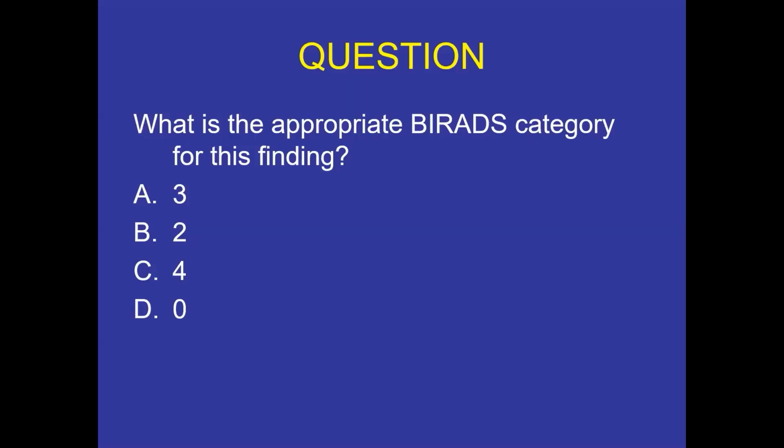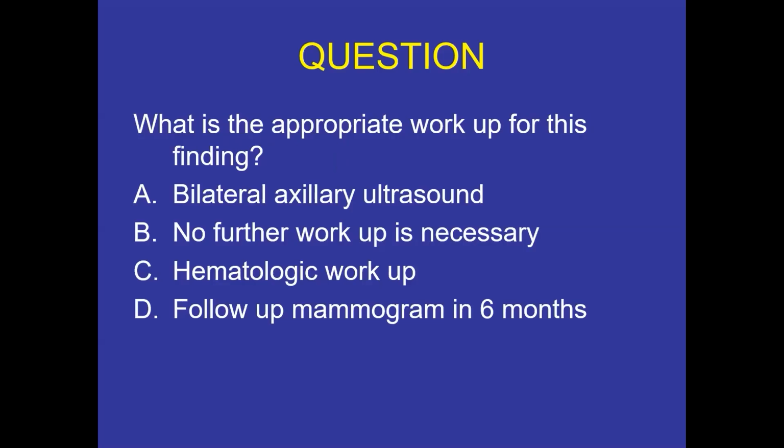Exactly, it's BI-RADS 0. If these were stable for multiple years and you knew a cause of these, it would be BI-RADS 2, but because this is a baseline and we have nothing to compare it to and we don't know if these are new or not, this is a BI-RADS 0. So now, what is the appropriate workup for this finding? Exactly. Bilateral axillary ultrasound is the next most appropriate workup.